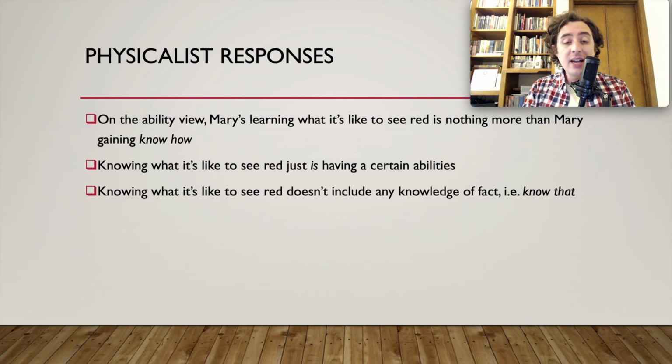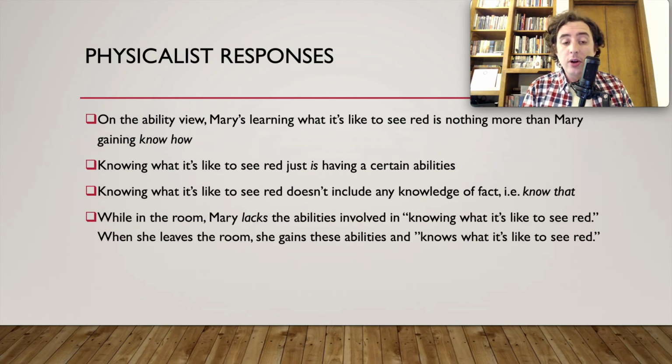Knowing what it's like to see red doesn't include any knowledge of facts or information about the way the world is. It doesn't include any know-that. While in the room, Mary lacks the abilities involved in knowing what it's like to see red. When she leaves the room, she gains these abilities and knows what it's like to see red, so she learns something when she leaves. But the idea is that learning those abilities is not the same thing as learning any information about the world. There was no missing information about how the world was, and so there's no non-physical information included in our world.